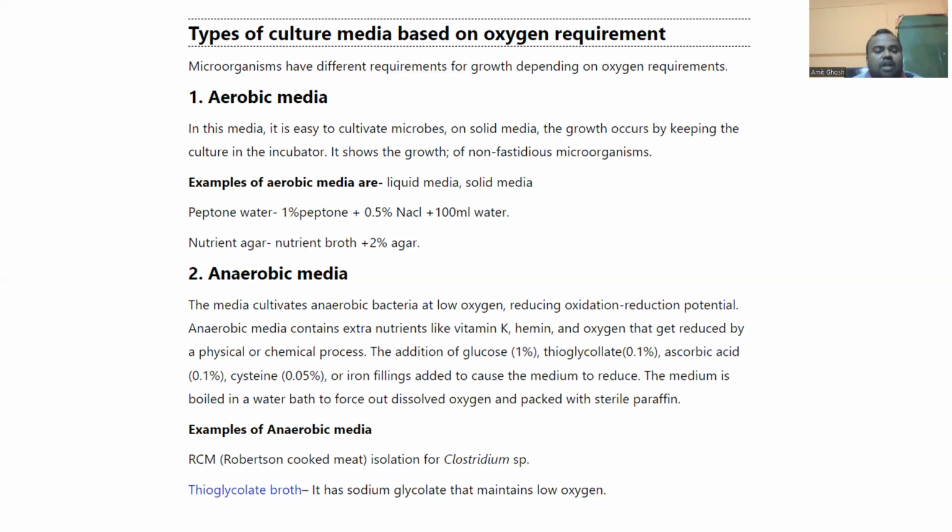An example of anaerobic media is RCM, Robertson's cooked meat medium, used for isolation of Clostridium species, because Clostridium is an anaerobic bacterium. So for culturing Clostridium, you need to use RCM. Another example is thioglycolate broth. It has sodium thioglycolate that maintains low oxygen. Is it clear what aerobic and anaerobic media are, the purpose of using them, and their examples?